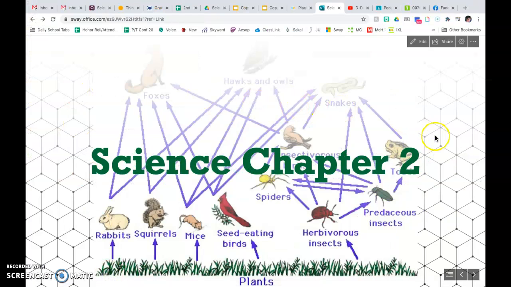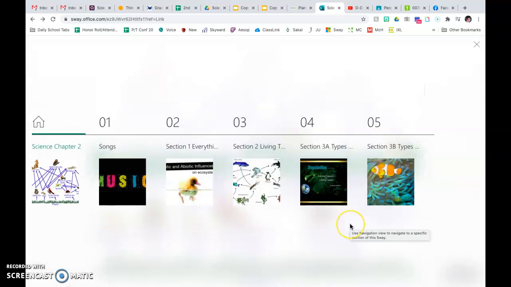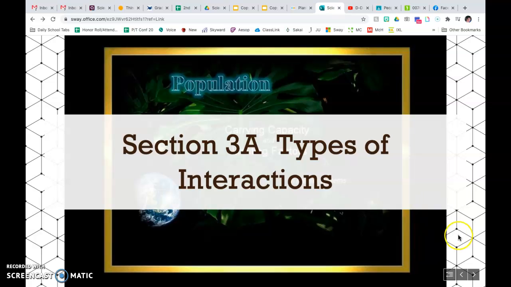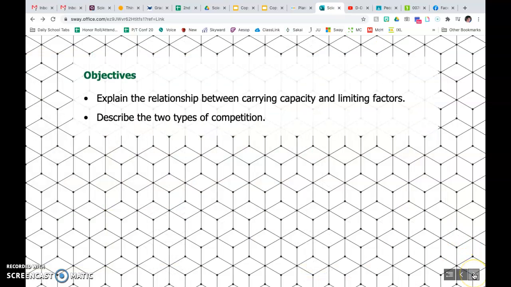Today we're going to continue our study of Chapter 2 with the first part of Lesson 3. So, Lesson 3A, Types of Interactions. We only have two objectives today. You should be able to explain the relationship between carrying capacity and limiting factors and describe the two types of competition by the end of the lesson.